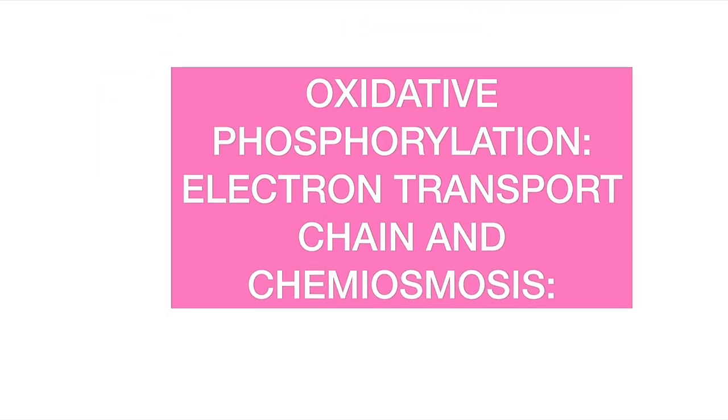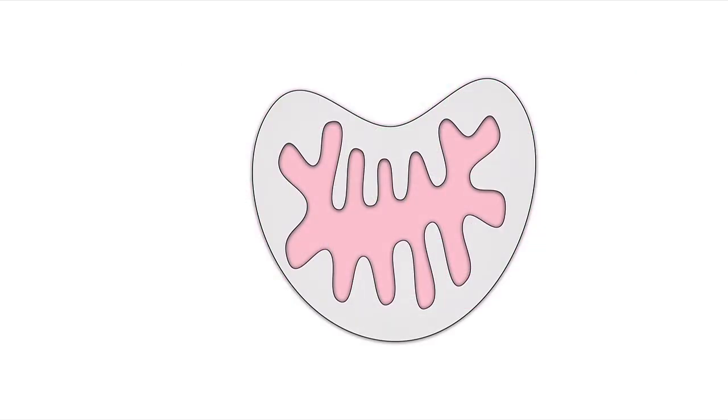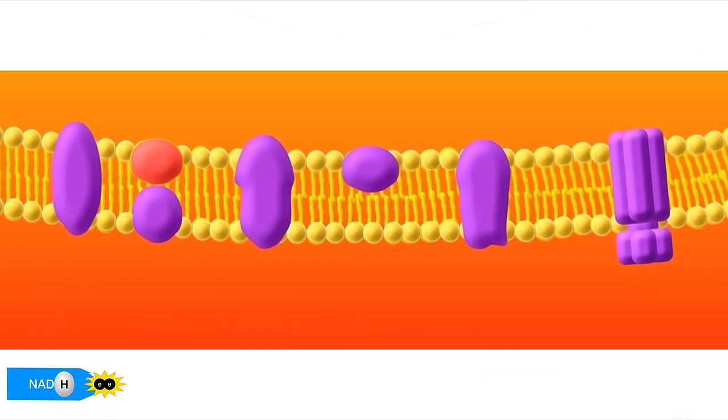Oxidative phosphorylation, which includes the electron transport chain and chemiosmosis. The electron transport chain, or ETC, is located along the inner mitochondrial membrane. A vast majority of ATP is made here. NADH, an electron carrier, delivers its electrons to the first protein in the electron transport chain. As the electrons move through this protein complex, energy is gradually released.